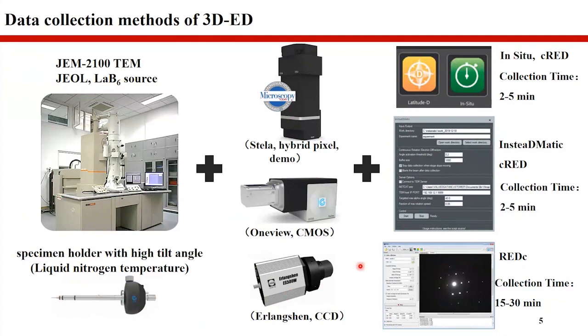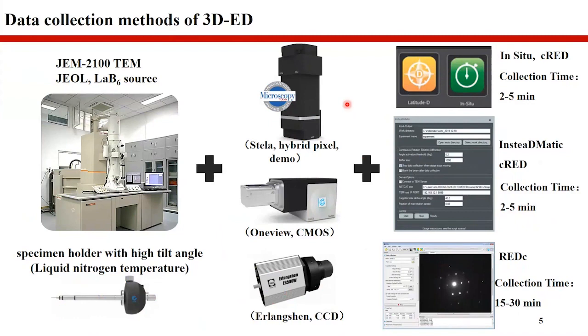And with a different camera, generally, we use a different software to collect the 3DED. For the Erlangshen camera, we use the RED method, RED-C. And just like before, we collect one crystal. It usually needs about half an hour. And for the CMOS camera, it has the higher frame rate. For example, for 512 by 512, the frame rate is about 300 FPS, so that the dead time is relatively low. And thus, we could use CRED mode. And generally, we need several minutes to collect one crystal.